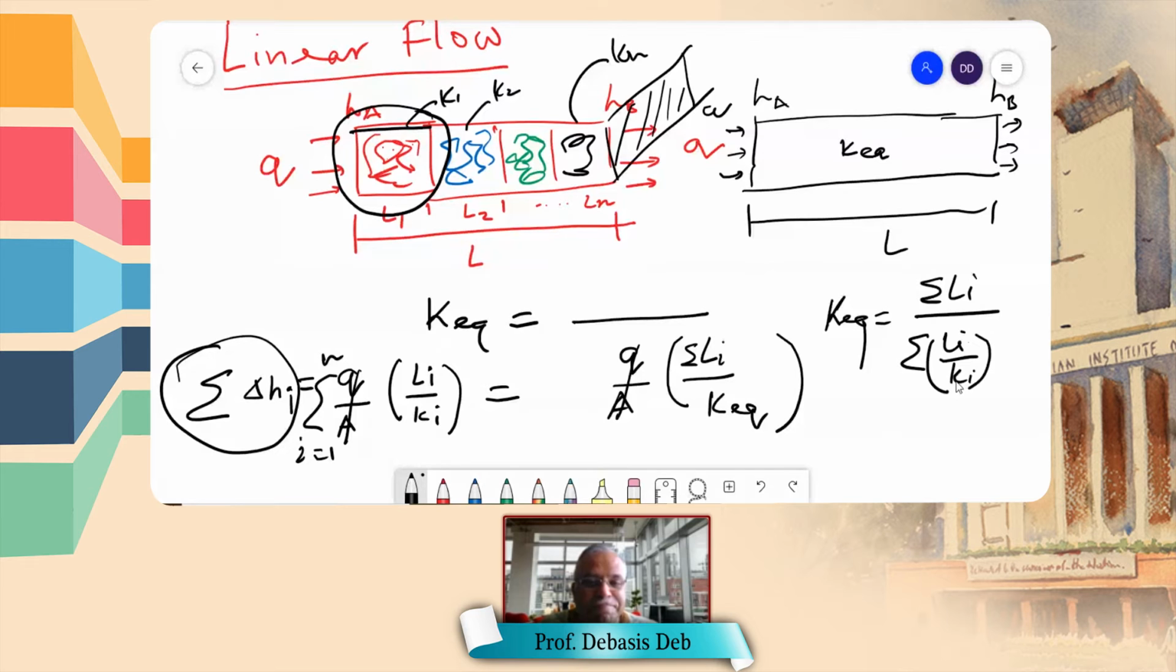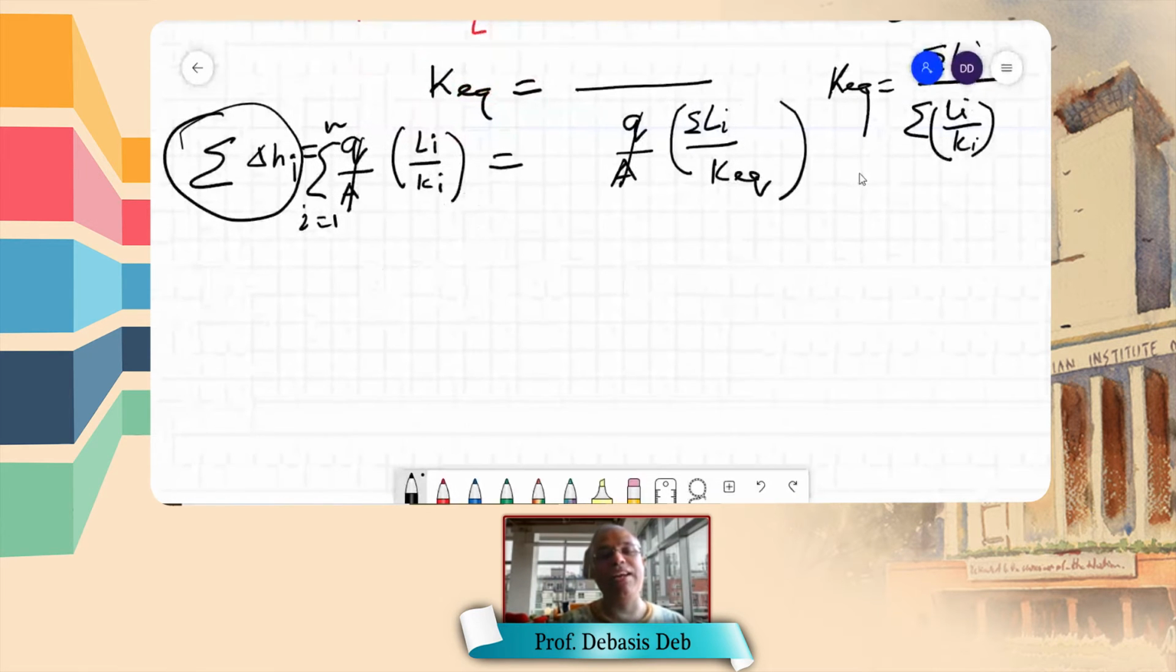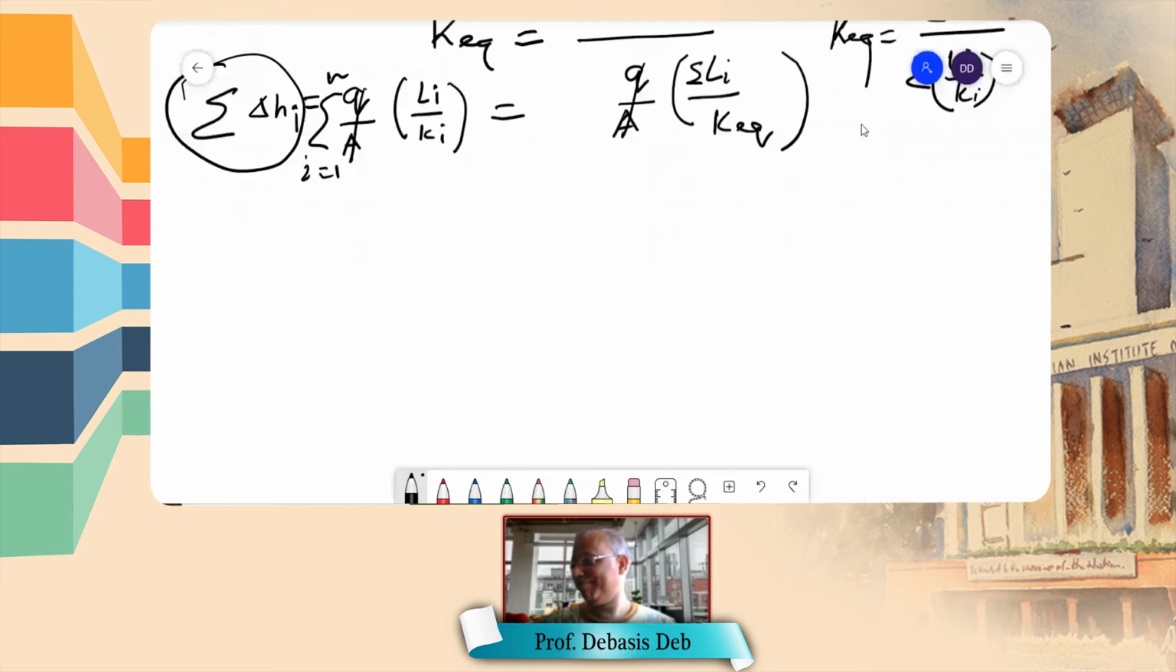Everybody got that? Yes, sir. Okay, so if the layers are in series and the same Q is flowing through all the layers, then we can find the equivalent hydraulic conductivity. Now, can you find the same for radial flow? I can give you the drawing of the radial flow.